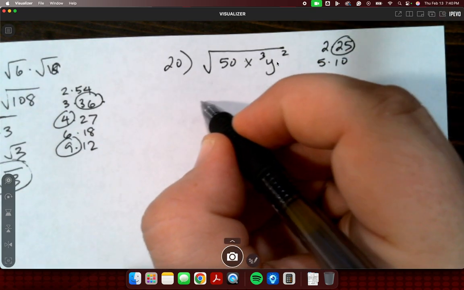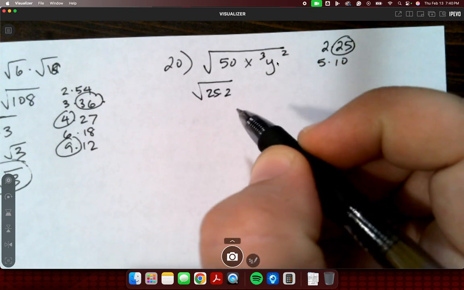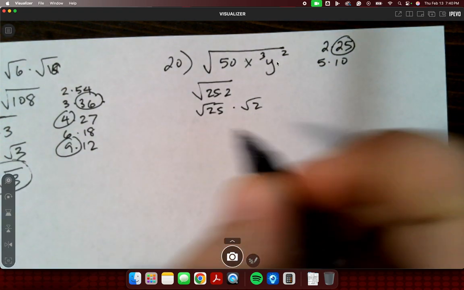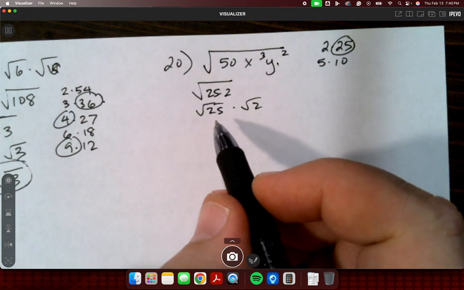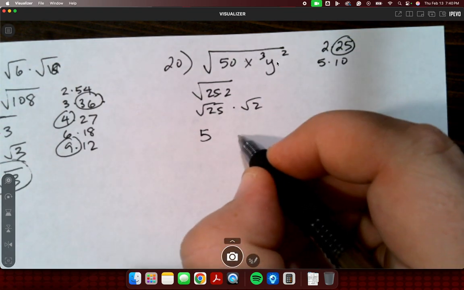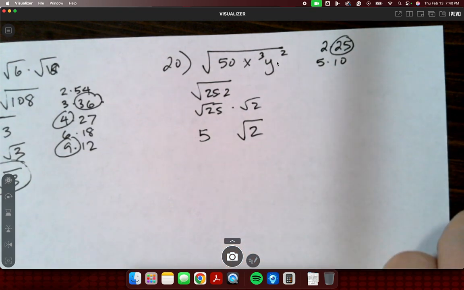So just focus on the 50 for the moment. We'll do 25 times 2, square root of 25 times the square root of 2. So the square root of 25 is 5, and the square root of 2 we'll have to leave inside. And I left some space here so we could fit the variables in.